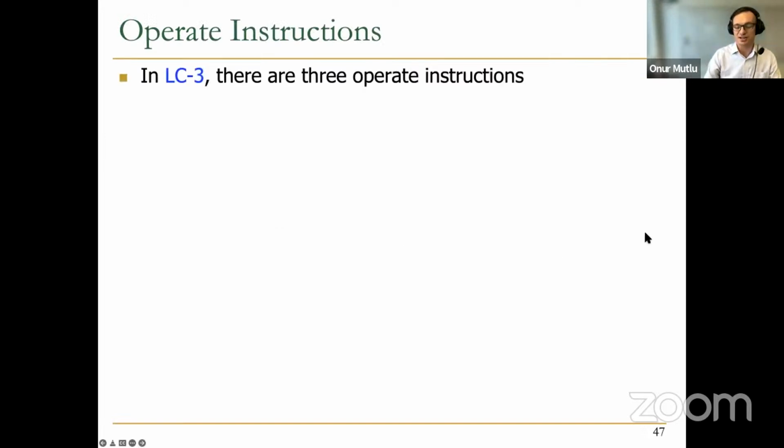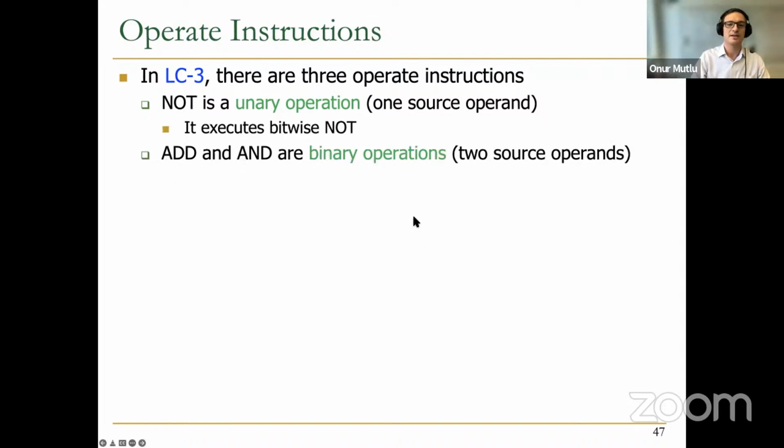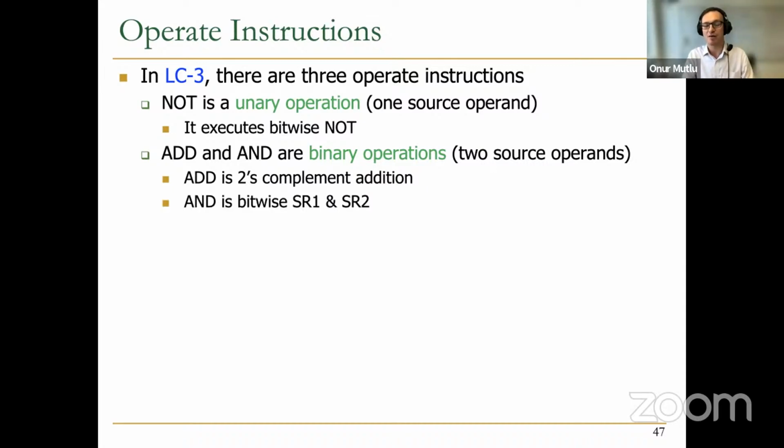Operate instructions are essentially instructions that execute in the arithmetic logic unit, right? In LC3, there are 3 operate instructions. It's such a small instruction set. NOT is a unary operation. It has 1 source operand. Basically, it's bitwise NOT, as we discussed. ADD and AND are binary operations. They have 2 source operands each. And ADD is 2's complement addition. AND is bitwise AND of 2 registers, or 1 register and 1 immediate value, as we will see.